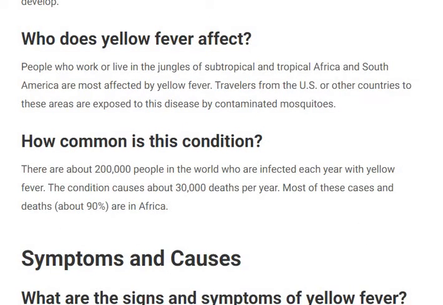So, how common is this condition? About 200,000 people in the world are infected each year with yellow fever. The condition causes about 30,000 deaths per year. So, ladies and gentlemen, each year 30,000 people die because of yellow fever. The most affected persons are in Africa. About 90% of the infected persons are in Africa.